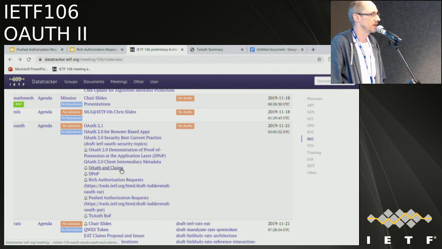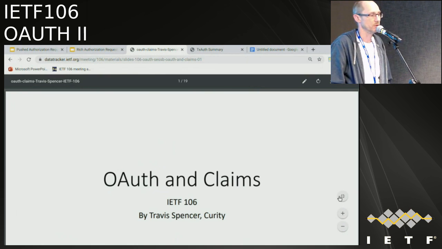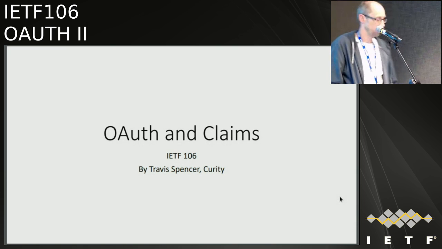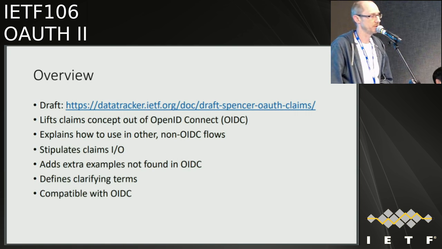But the pushback that I get is that, well, that's bound to OpenID, and a lot of people want to do API security only using OAuth. And so in this draft, what I've done is I've lifted that out. So here you can find the link to the draft. Lifted that out of OpenID and made it usable for API access using just OAuth. I've explained how we can use this in non-OpenID Connect flows. I've stipulated how the input can work not only on browser-based flows like authorization and implicit, but also the output, which is something that's missing from OpenID.